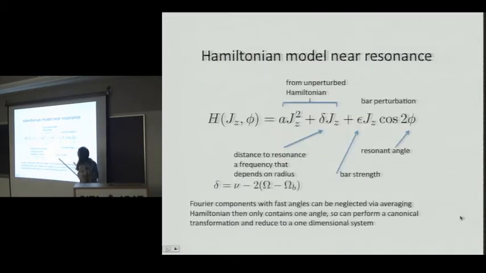So if I take the unperturbed Hamiltonian and add in the bar perturbation, I have a second order term, and this is my distance to resonance. I've done a canonical transformation, so actually this angle is now an angle for the Hamiltonian. I get a Hamiltonian that looks like this for each term. The term here depends on the bar strength. This is the distance to resonance, and this comes from the vertical structure of the galaxy.